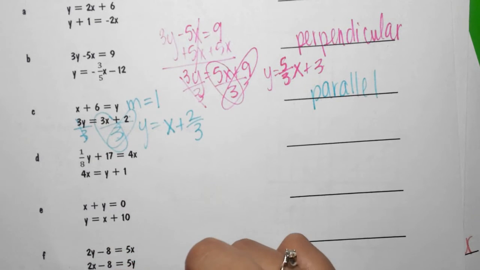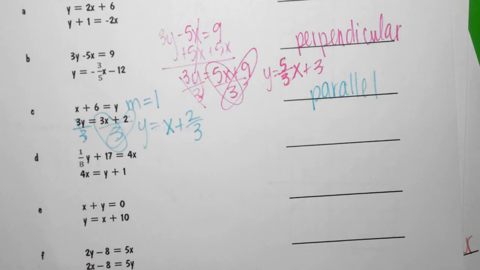D, E, F, G, H are homework. We're going to turn it all in tomorrow together. We're all in.